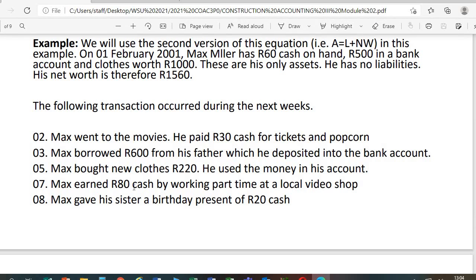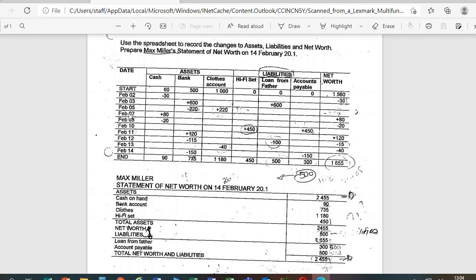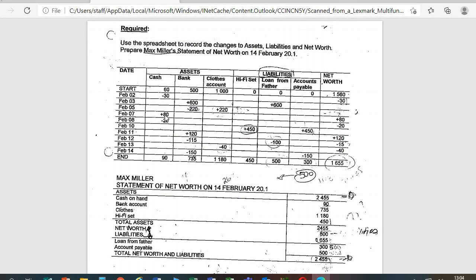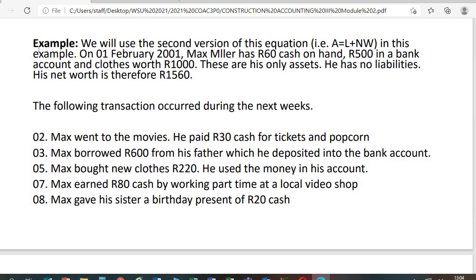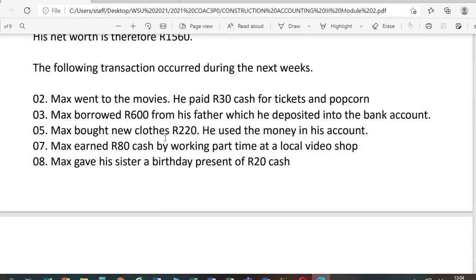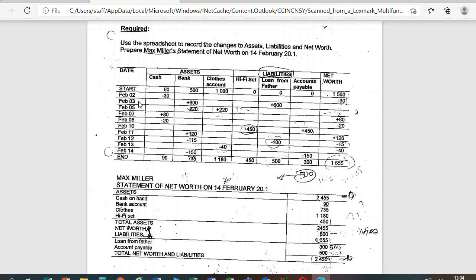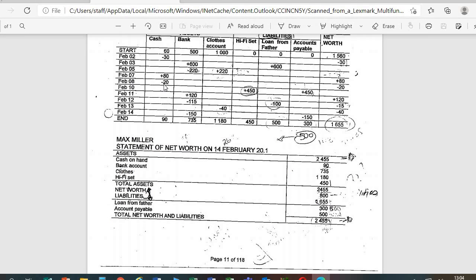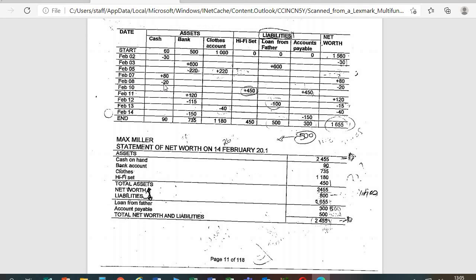And then Max earned 80 Rand cash by working part-time at a local video shop. He was given 80 Rand for working at a local video shop, which means cash increases by 80 Rand, net worth increases by 80 Rand. And then Max gave his sister a birthday present of 20 Rand cash. His cash minuses by 20 Rand because he gave it out to his sister. Net worth minus by 20 Rand.